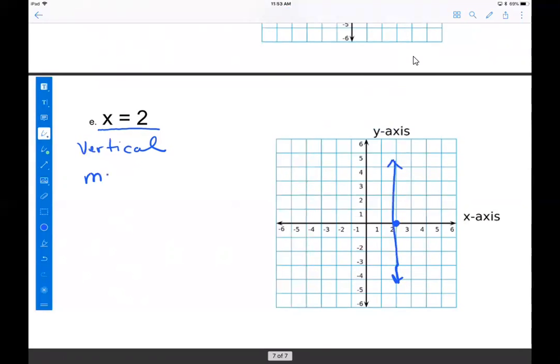So the slope of a vertical line is undefined. And our y-intercept here, does it ever cross the y-axis? It does not. So there is no y-intercept.